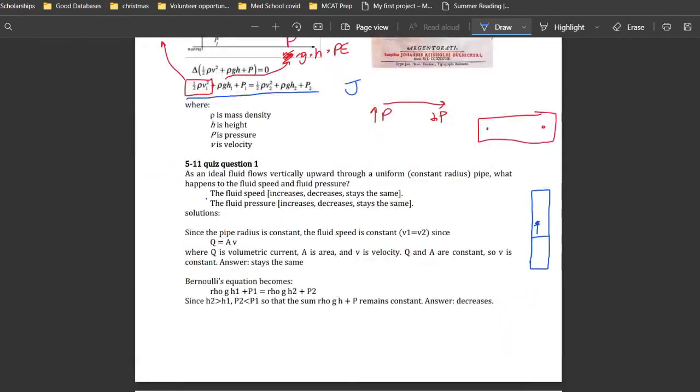So for 5-11, quiz question 1, we have an ideal fluid flows vertically upward through a uniform, constant radius pipe, and the question is asking us to predict what would happen to the fluid speed and the fluid pressure. So this question is relying on two equations. The first one being the Bernoulli equation that we discussed up here, and the second one being the flow rate equation, where Q, the flow rate, is equal to the cross-sectional area times the velocity.